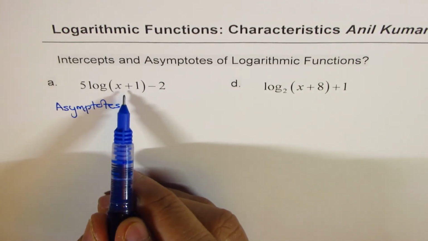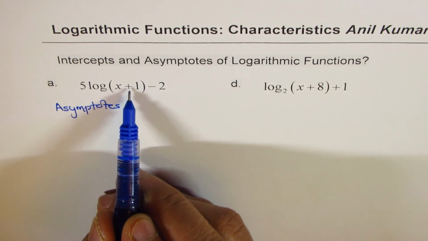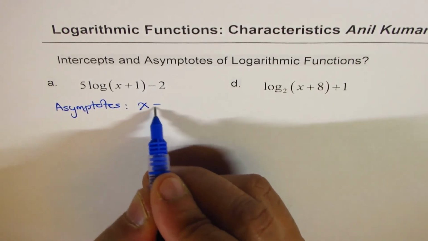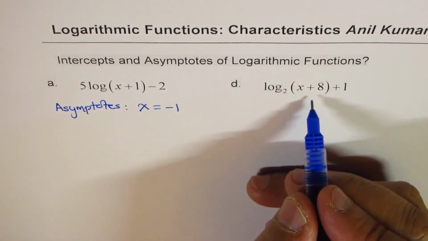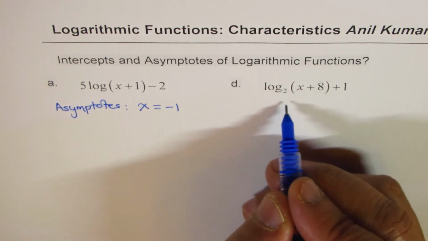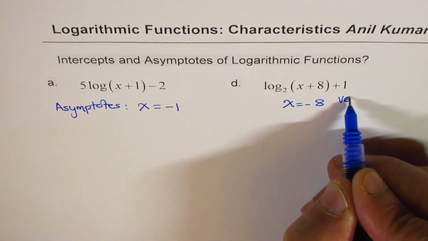Asymptotes you can read from the translation. When I say x plus 1, then the asymptote has moved 1 unit left. So it is at x equals minus 1. Originally it is at x equals 0. In this case, the asymptote has moved 8 units left, right? So here x equals minus 8 is the vertical asymptote.